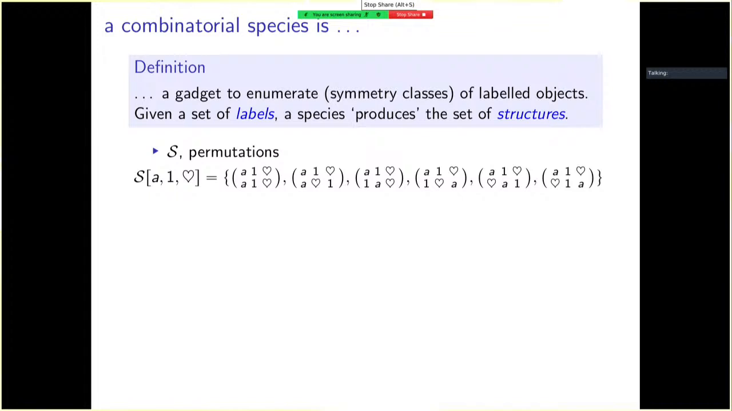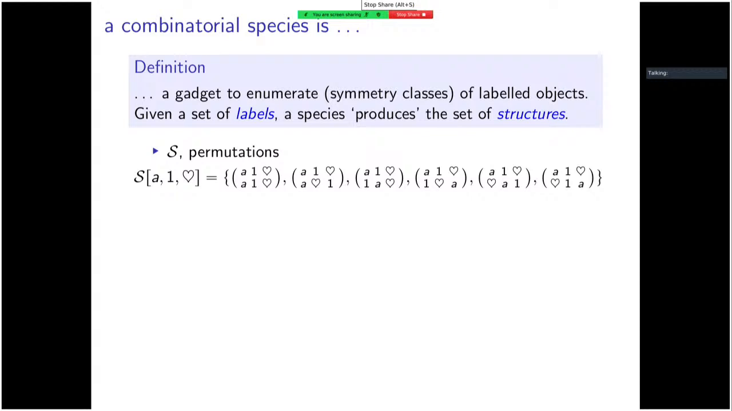So for example, I would like to define a species of permutations. And I should stress, names are very important in species. So a lot of the work is finding good names for species. If we would like to have a species of permutations, we feed it 3 labels, A, 1, and heart. And then the output is 6 elements.